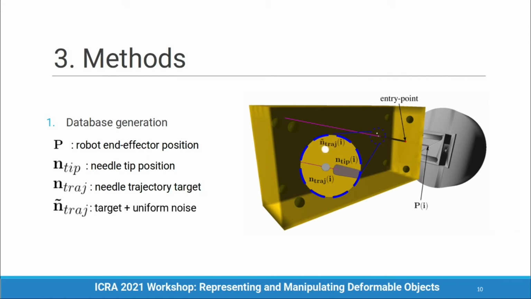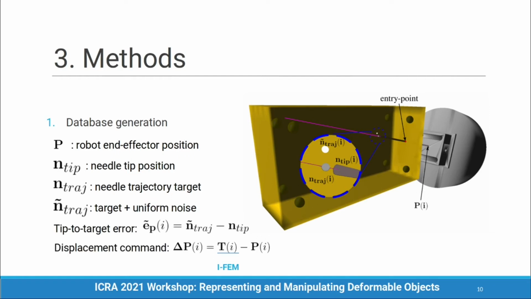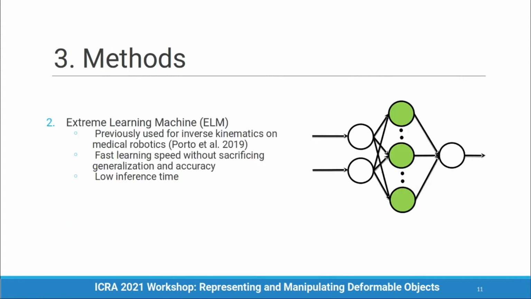We also chose to add uniform noise to the needle target position so it can better generalize to non-straight trajectories. We also compute the tip-to-target error for each time step and the displacement command produced by IFEM. The chosen neural network is called an extreme learning machine, or ELM, with a single hidden layer which presents fast learning speed and low inference time.